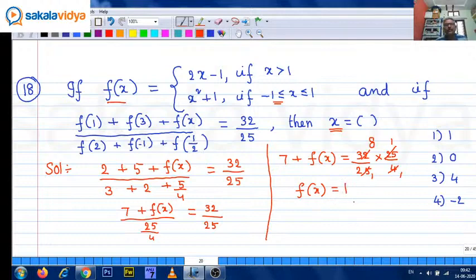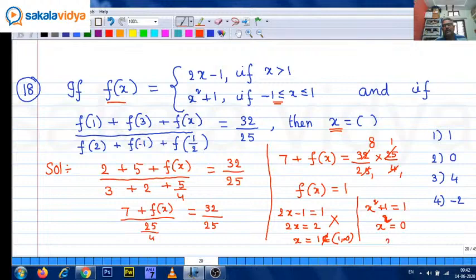So now here f of x is actually two forms. So take 2x minus 1 equal to 1 and x square plus 1 equals to 1. So now 2x equals to 2, x equals to 1. But 1 does not belong to this interval, x greater than 1, that means 1 to infinity. So this is discarded. So x square equals to 0, x equal to 0. See, the 0 belongs to this interval.